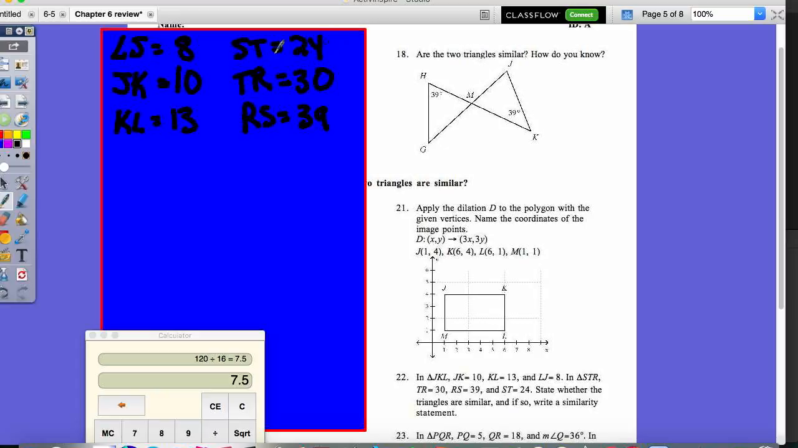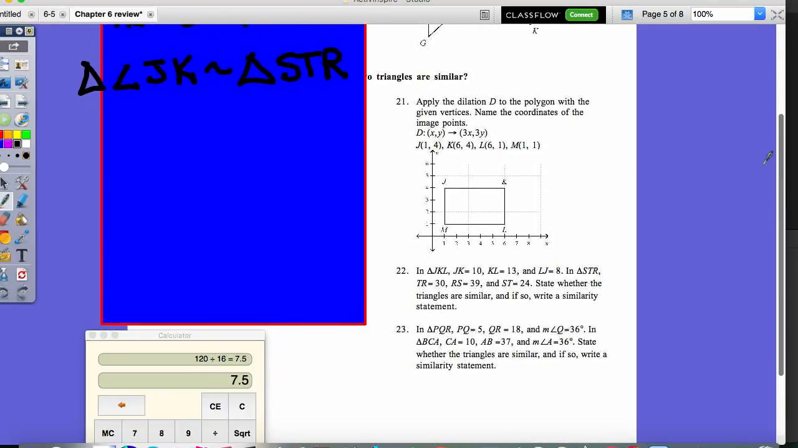8 times 3 is 24. 10 times 3 is 30. 13 times 3 is 39. So they are similar. They want a similarity statement. I'm going to write L, J, K. So I'm just going to put these in the order I have them here. And that's triangle LJK is similar to triangle STR.